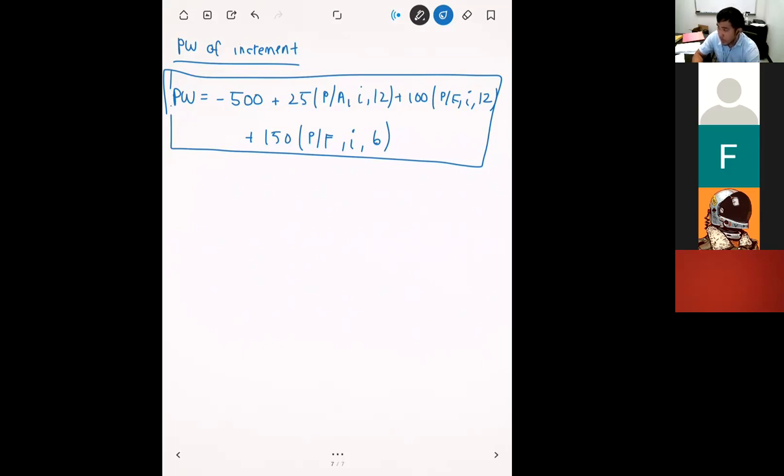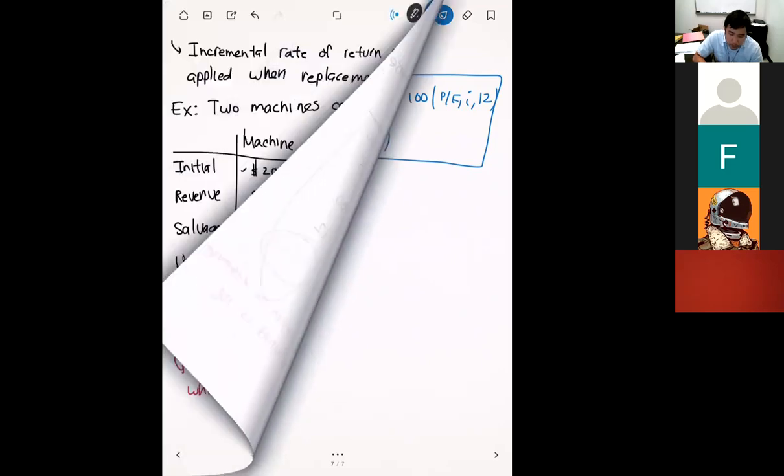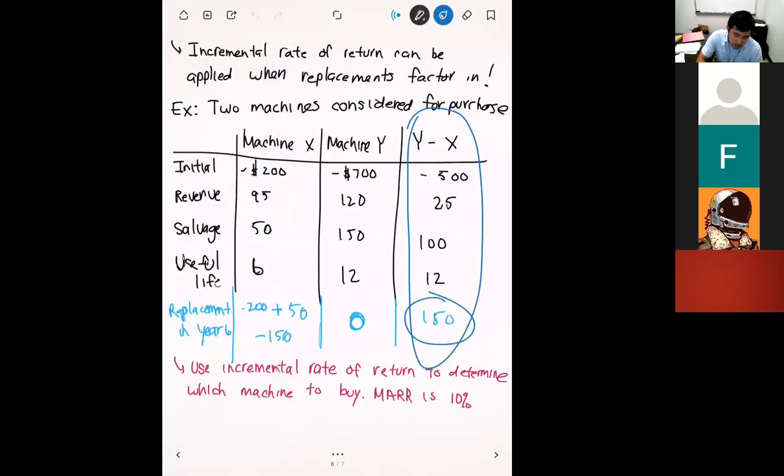It's a positive 150 because it's a negative 150 for machine X, but for the increment, remember we do Y minus X, and so we do 0 minus a negative 150, and so that ends up being a positive 150 for the difference.